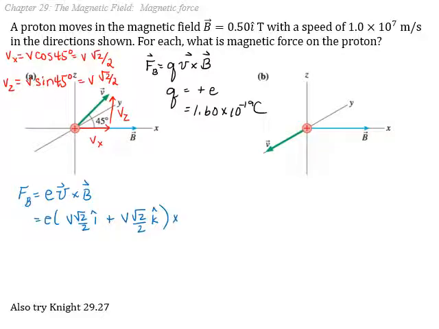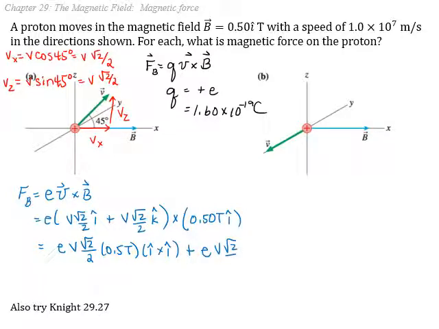That's going to be crossed with our magnetic field. The magnetic field is 0.5 teslas in the i direction, or to the right. Okay, let's multiply out the distributive property here. We've got e times V times root 2 over 2 times 0.5 teslas. There's all of our constants. Then we'll do the vector part, i cross i. Then we have the second part, e times V times root 2 over 2 times 0.5 teslas times k cross i.